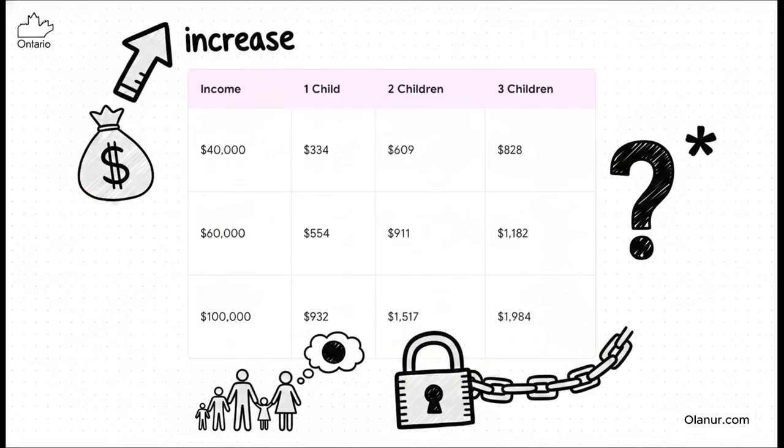And notice just how concrete these numbers actually are. Let's say a paying parent earns $60,000. They owe $554 a month for one child, $911 for two, and $1,182 for three. Jump that income up to $100,000, and now you're looking at $932, $1,517, and $1,984. These are completely unnegotiable starting points pulled straight from line 1500 of the payer's tax return, right before any deductions. It doesn't even matter if you are married or common law. Ontario adopts these exact same federal tables for unmarried parents too. But, and this is a massive but, this is only your baseline.